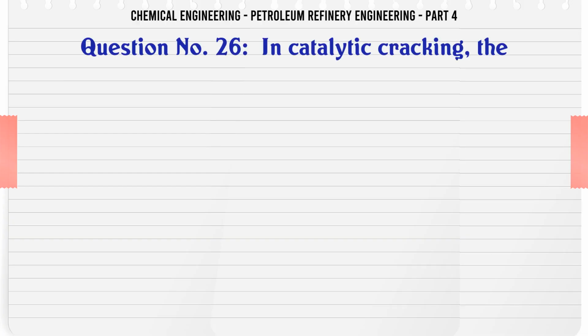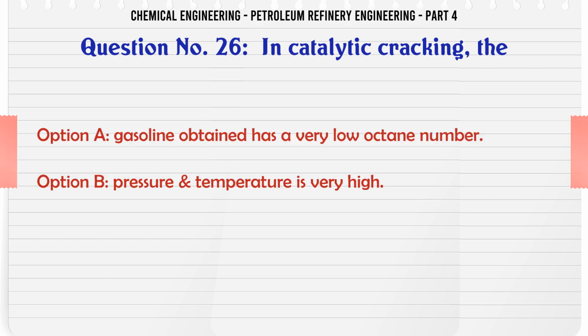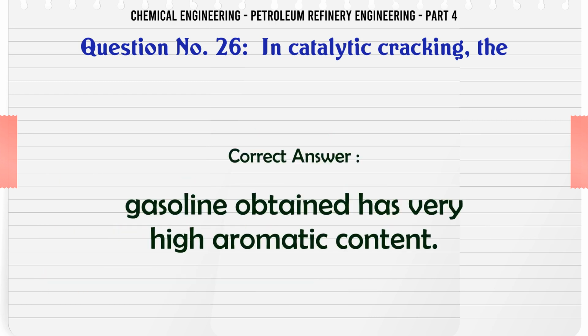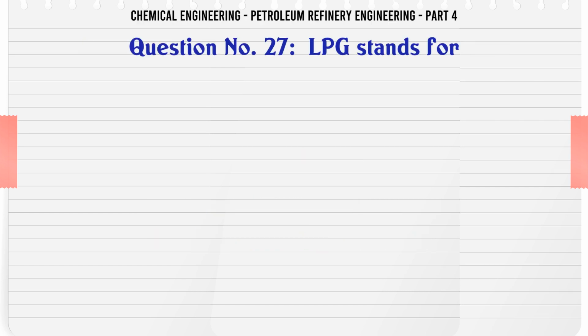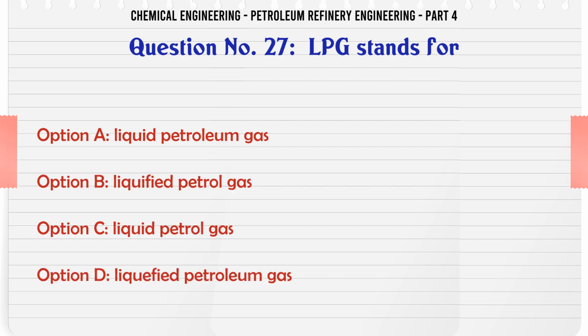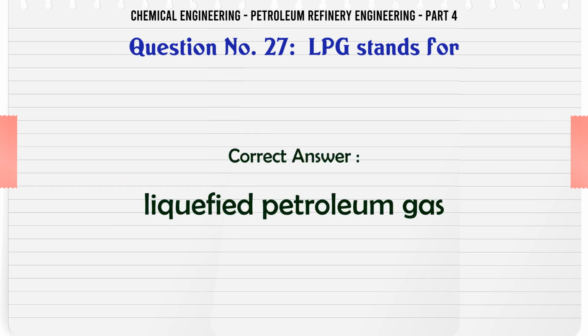In catalytic cracking, the A. gasoline obtained has a very low octane number, B. pressure temperature is very high, C. gasoline obtained has very high aromatic content, D. gasoline obtained has very high amount of gum-forming compounds. The correct answer is gasoline obtained has very high aromatic content. LPG stands for A. liquid petroleum gas, B. liquefied petrol gas, C. liquid petrol gas, D. liquefied petroleum gas. The correct answer is liquefied petroleum gas.